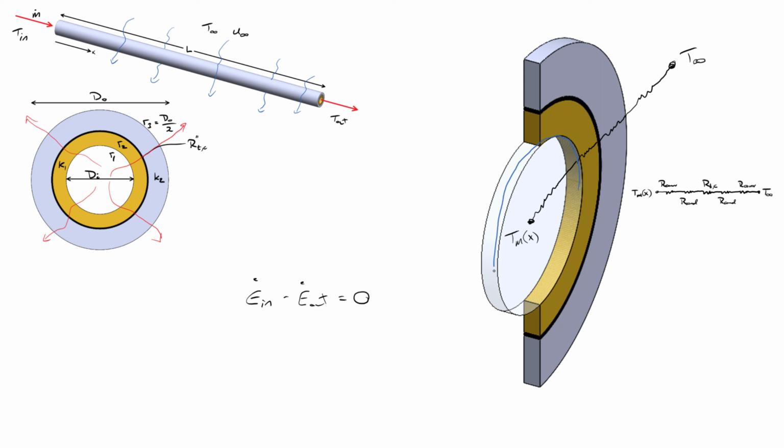And I should note that the control volume we're dealing with here is a slice of water, and the water has a length. We're going to say this control volume has a length of dx. So a very, very thin slice of the pipe.